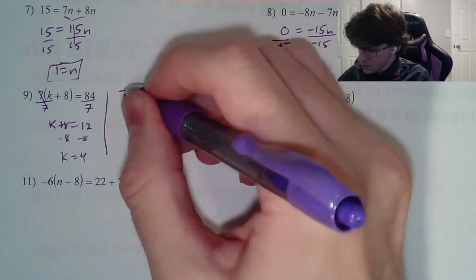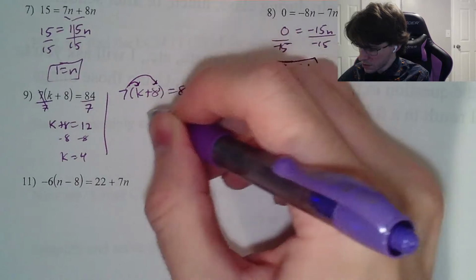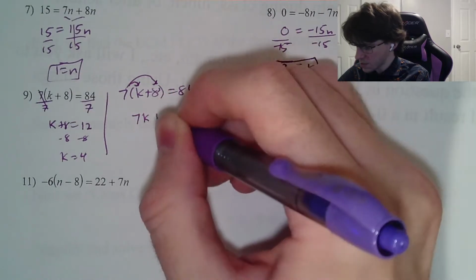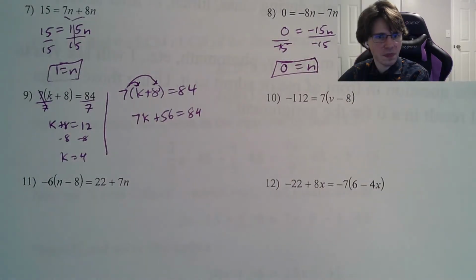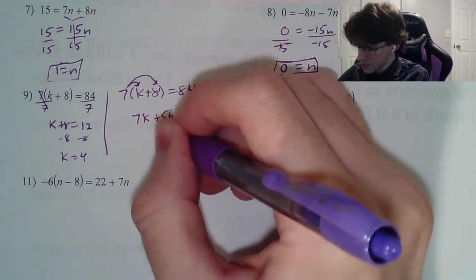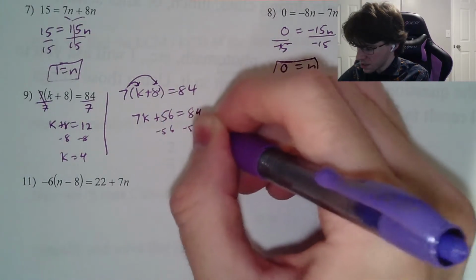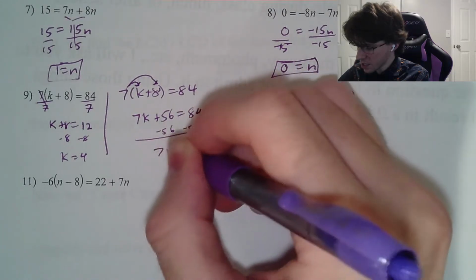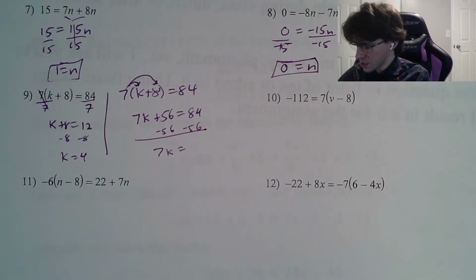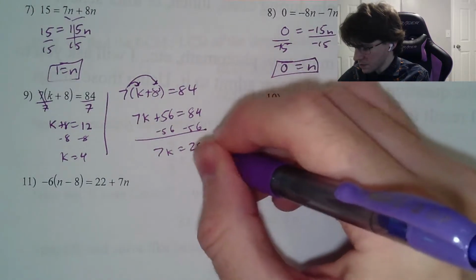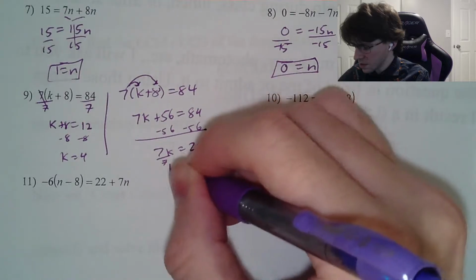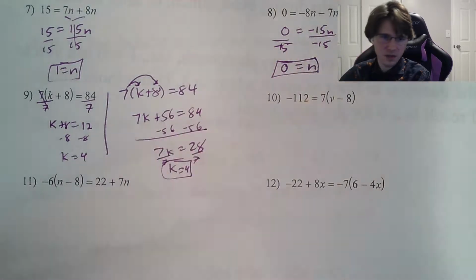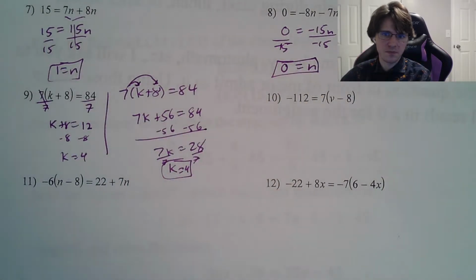However, a lot of students see these parentheses and their instinct is just to distribute. There's also nothing wrong with that. So 7k plus 56 is equal to 84. And then you can subtract 56 on both sides, and you get 7k is equal to 28. And then divide both sides by 7. You get k is equal to 4. Either way, you get the same exact answer.